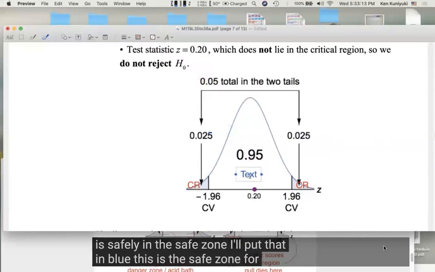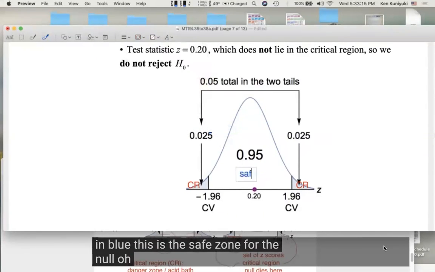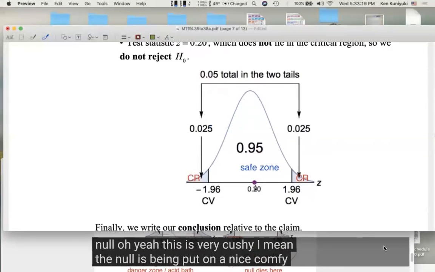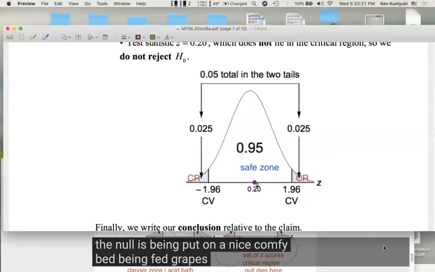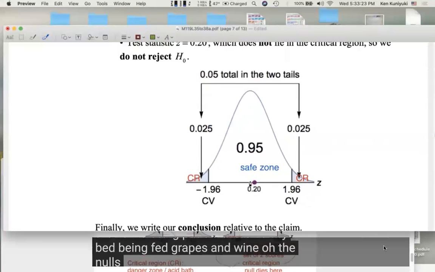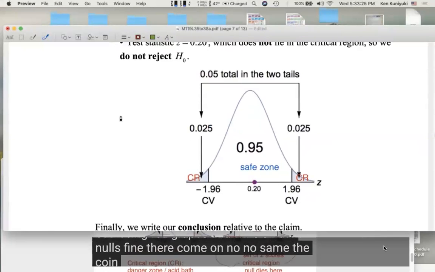This is the safe zone for the null. Oh yeah, this is very cushy. I mean, the null is being put on a nice comfy bed, being fed grapes and wine. Oh, the null's fine there. Come on, the null's saying the coin is fair.